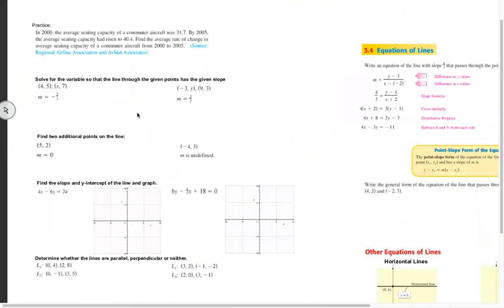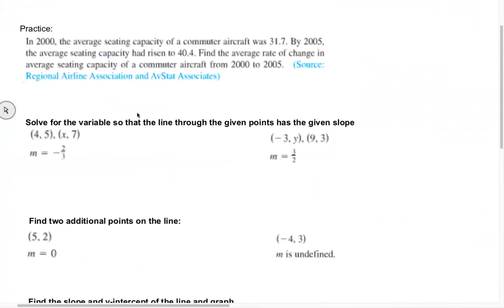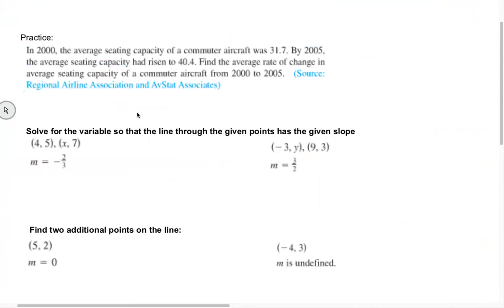Okay, we just have this little bit left. In 2000, the average seating capacity of a commuter aircraft was 31.7. By 2005, the average seating capacity has risen to 40.4. Find the average rate of change in the average seating capacity of a commuter aircraft from 2000 to 2005. What are they asking? Find the average rate of change. Yeah, but what does that mean? How much it changes. Yeah, but what type of information would that be?